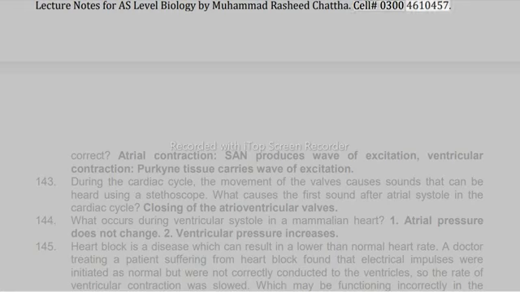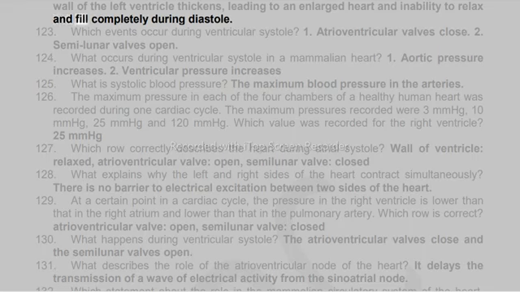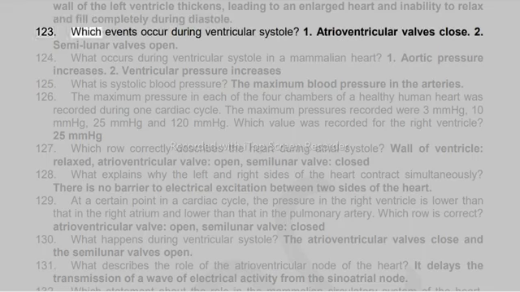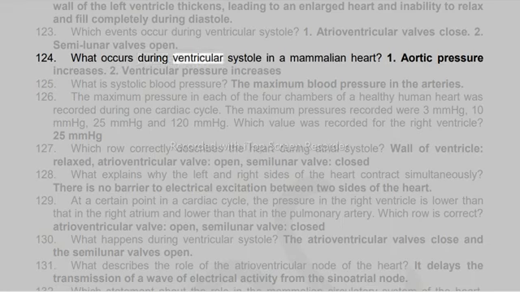Wall of the left ventricle thickens, leading to an enlarged heart and inability to relax and fill completely during diastole. 123. Which events occur during ventricular systole? 1. Atrioventricular valves close. 2. Semilunar valves open.